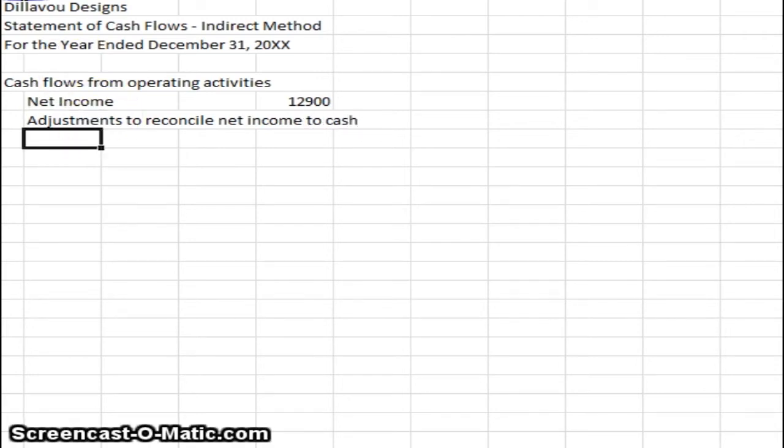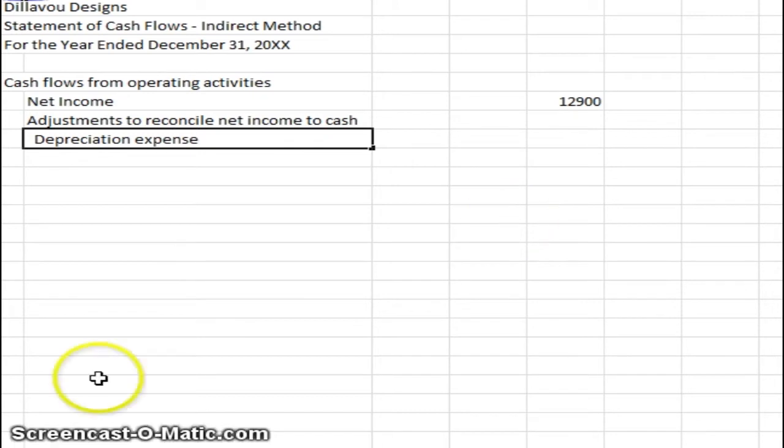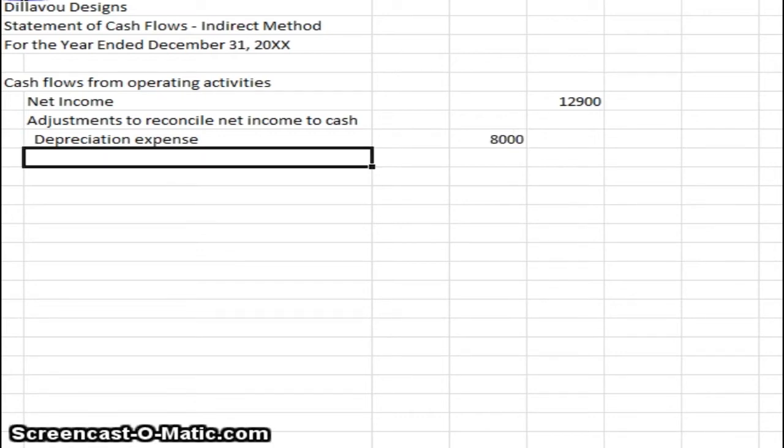Again, the whole point is to turn this $12,900 into a figure that actually equates with cash either received or paid from operating activities. When we looked through that income statement, we found one item that had nothing to do with cash, and that was depreciation. Depreciation expense decreased our figure to get to net income. Since it doesn't have anything to do with cash, we need to add that back. So we'll go over and put that figure here.